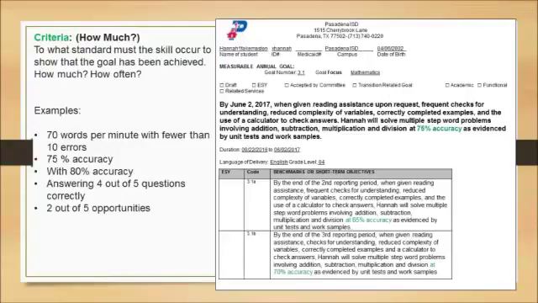Criteria, how much? To what standard must the skill occur to show that the goal has been achieved? How much? How often? Examples include 70 words per minute with fewer than 10 errors, 75% accuracy, 80% accuracy. In this goal, Hannah must complete 65% accuracy in the second reporting period, 70% accuracy in the third reporting period, and 75% accuracy by June 2nd, 2017.